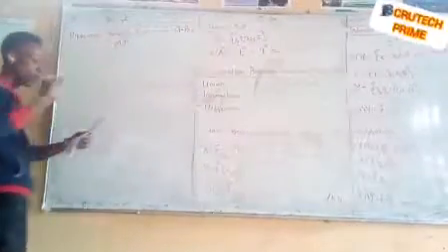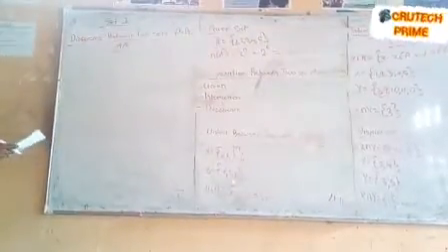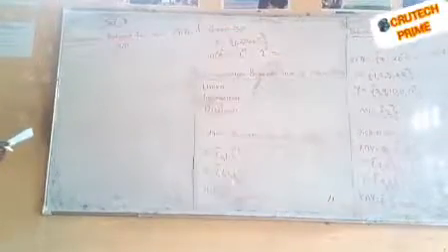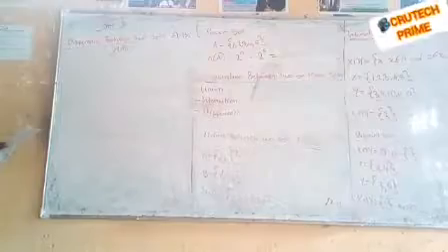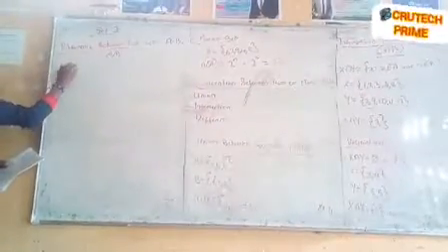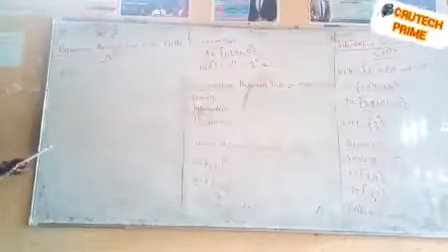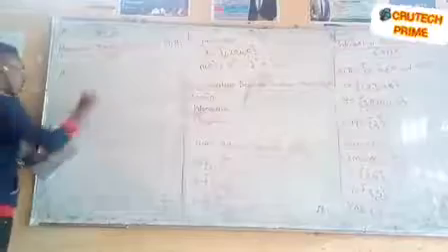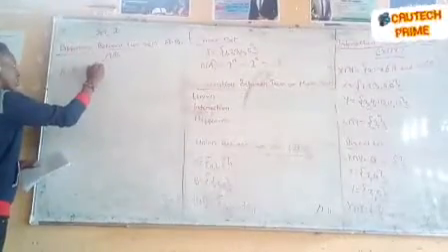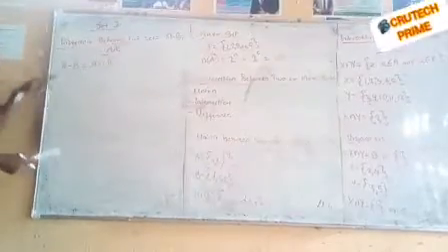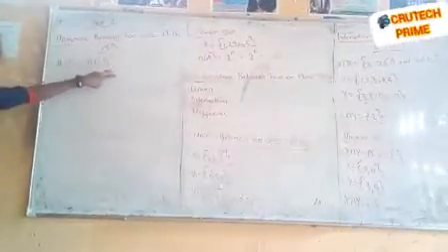Difference between two sets. Now, let's say to find A minus B. To find A minus B, we have a simple rule. A minus B is equal to A intersection B complement.